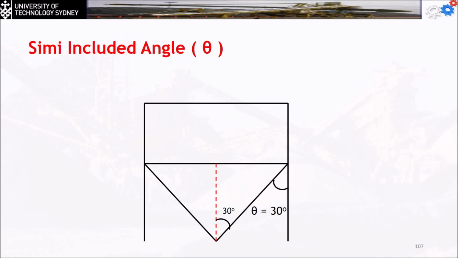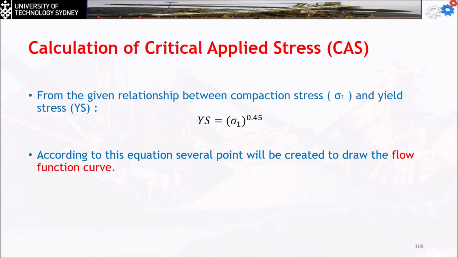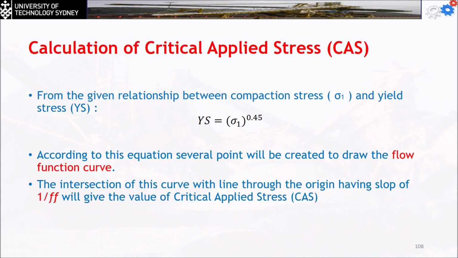So now we are going to calculate the value of the sigma c. This is a relationship given to us. From this relationship, we are going to assume the value of the sigma 1 in kilopascal, and this will give me the value of the ys, which is the sigma c. So according to the equation, I can find several points to draw the FF curve. And the intersection of the curve with the line through the origin having the slope of 1 over FF will give the value of the critical applied stress sigma c, as we had done earlier.